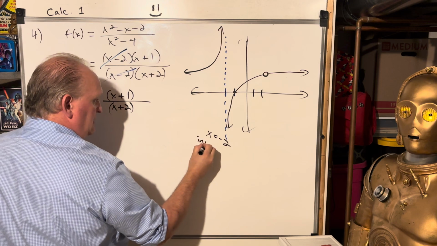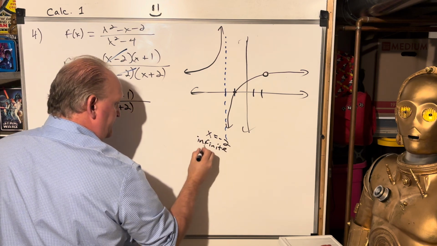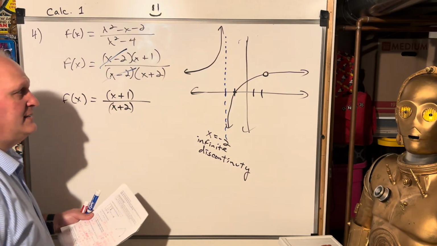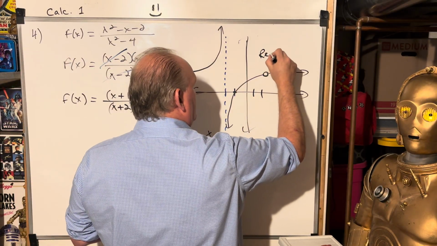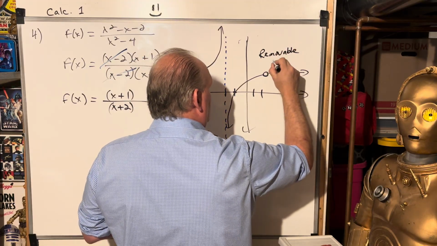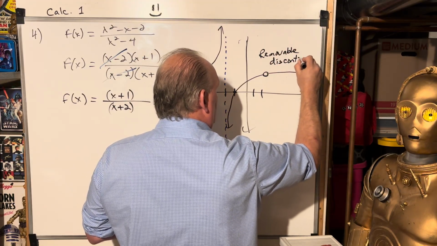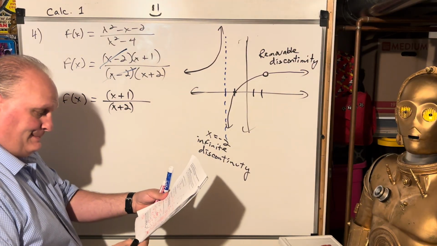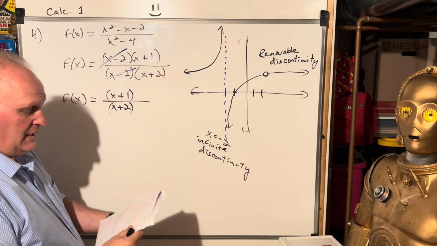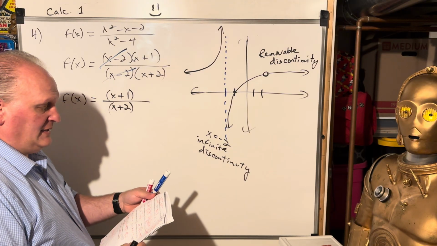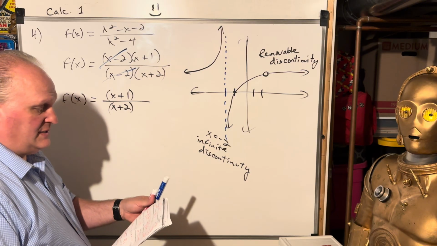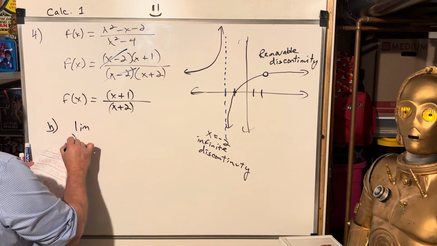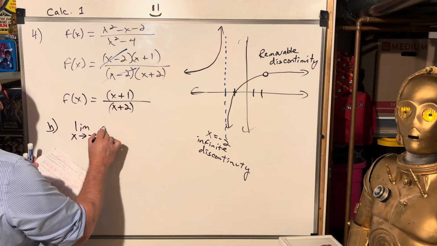That's infinite discontinuity. And this is removable discontinuity here. That is a hole. All right. And so when we look at this, they have the limit as x approaches -2 of f of x.